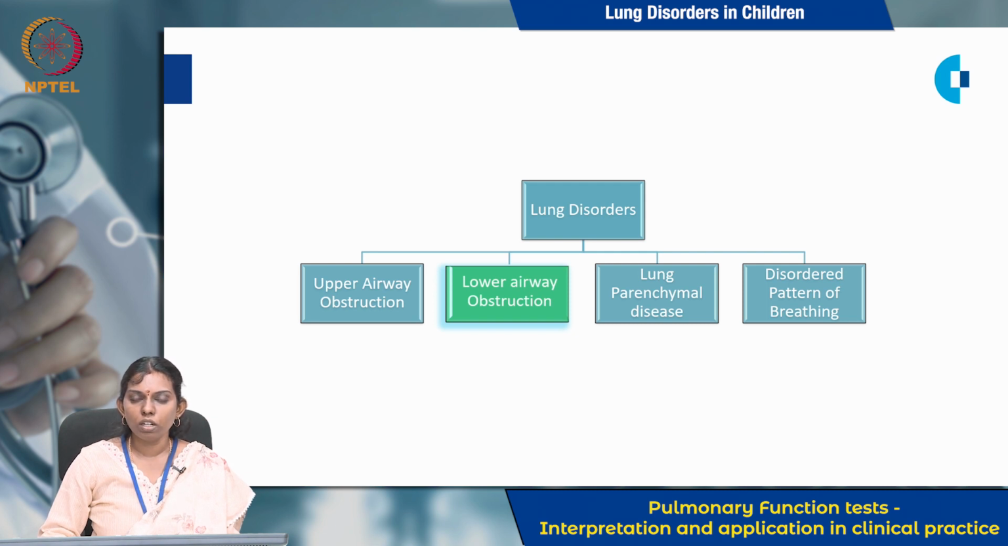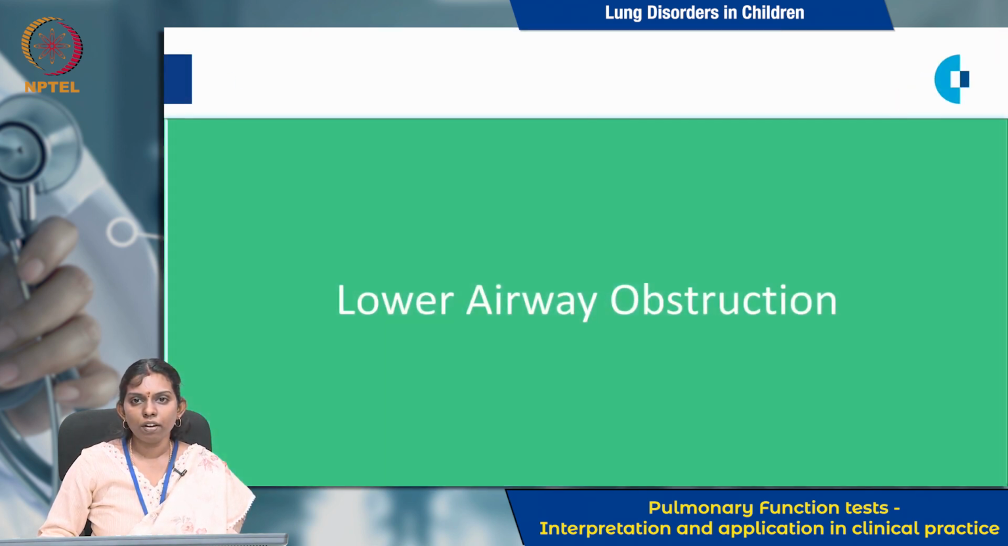Any obstruction in the upper airway usually will present with a stridor. A child will present with stridor, noisy breathing and there will be increased work of breathing. Whereas in a lower airway obstruction, it will be the bronchi or the bronchioles which get obstructed, which will lead on to wheezing. A lung parenchymal disease, for example, interstitial lung disease or a pneumonia. Disordered pattern of breathing is anything to do with the central nervous system, so any insult to that will lead on to disordered pattern of breathing. In today's session, we will be exclusively discussing lower airway obstruction.